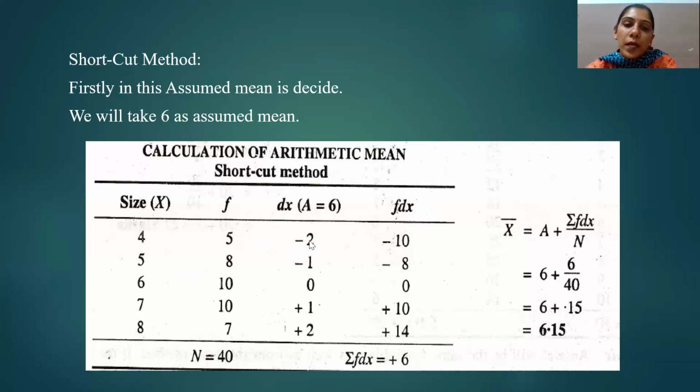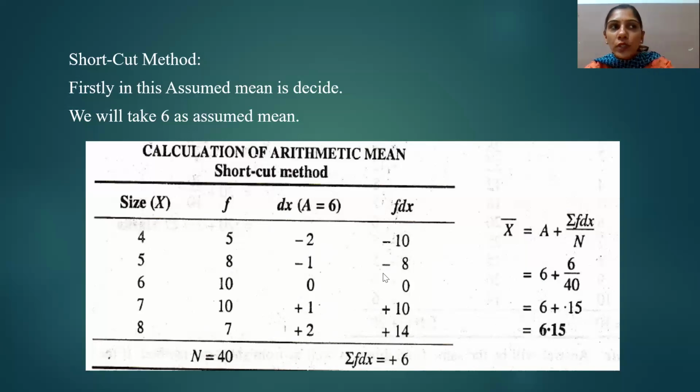So 5 multiplied by minus 2, the value is minus 10. We have to consider the sign basically. If the value is minus, then we have to keep this value in minus. If the value is plus, then we have to keep this value in plus. Similarly, 8 multiplied by minus 1 is minus 8. 10 multiplied by 0 is 0. 10 multiplied by plus 1 is plus 10, and 7 multiplied by plus 2 is plus 14.